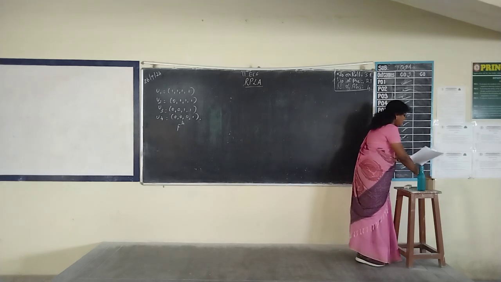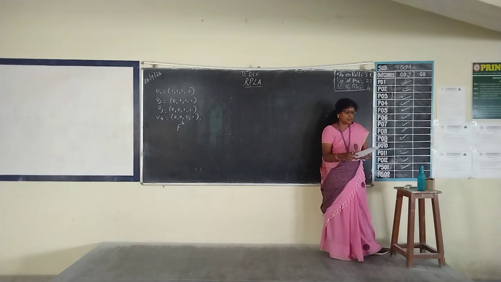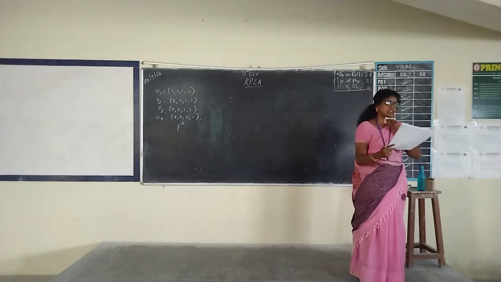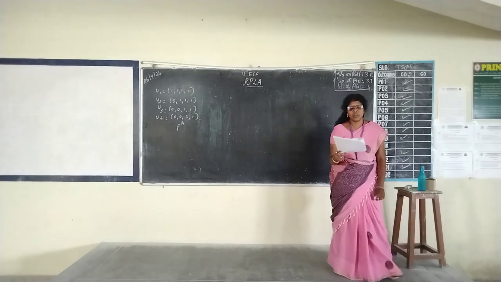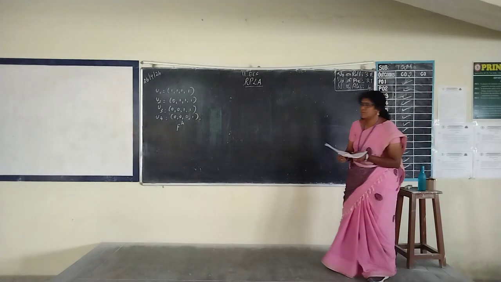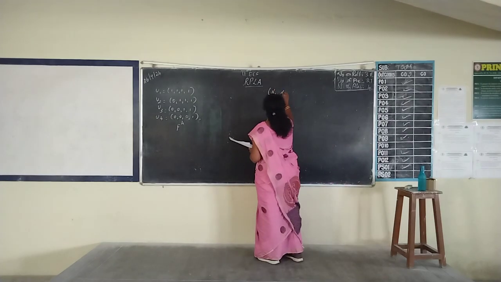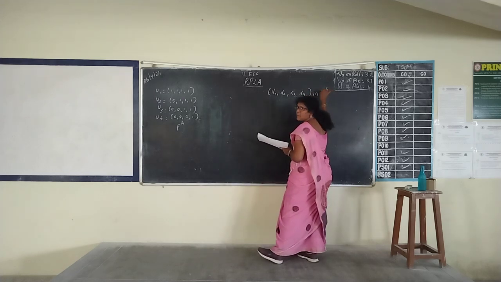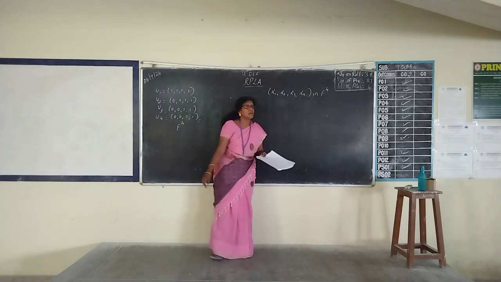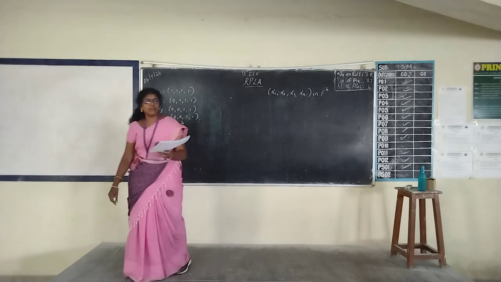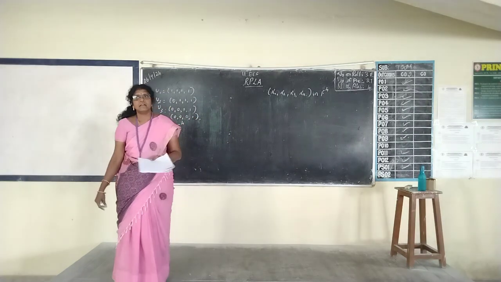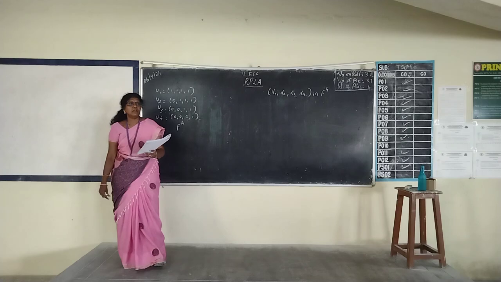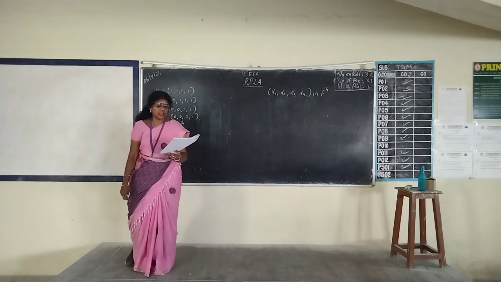Find the unique representation of the arbitrary vector alpha 1, alpha 2, alpha 3, alpha 4 in F power 4 as a linear combination of u1, u2, u3, u4.